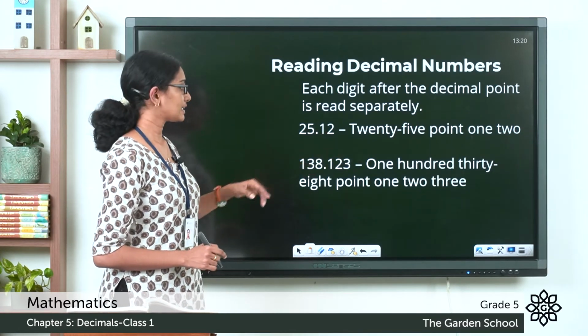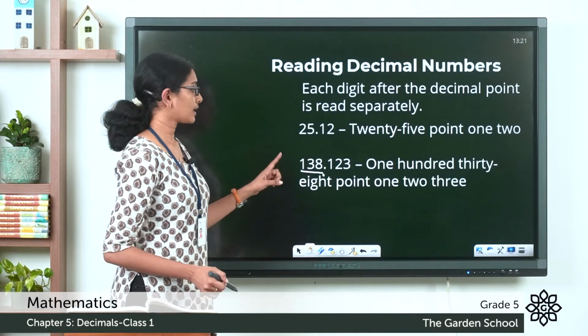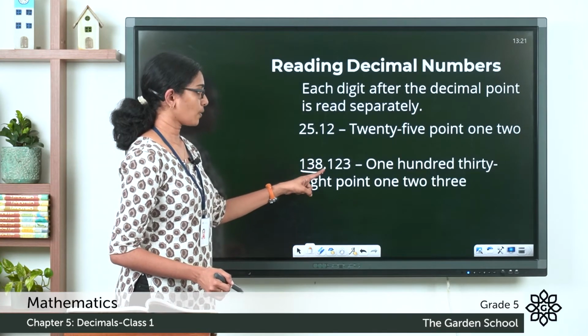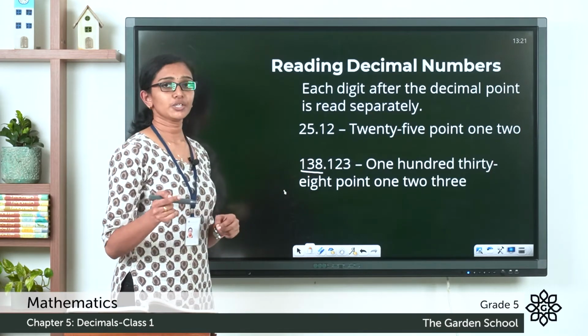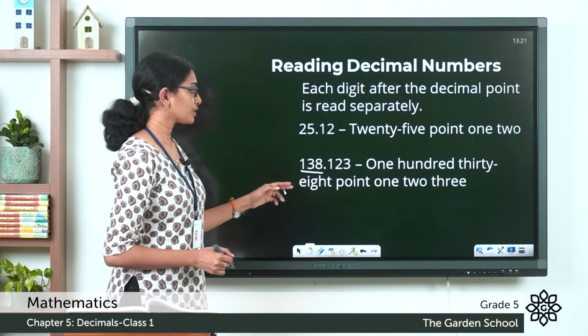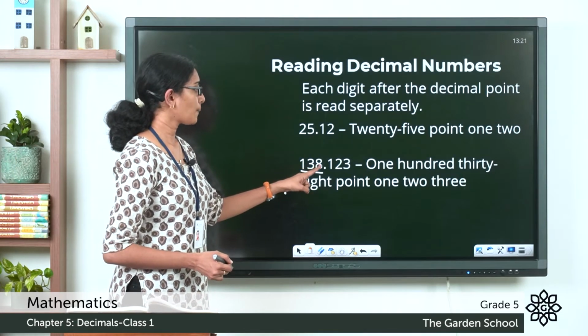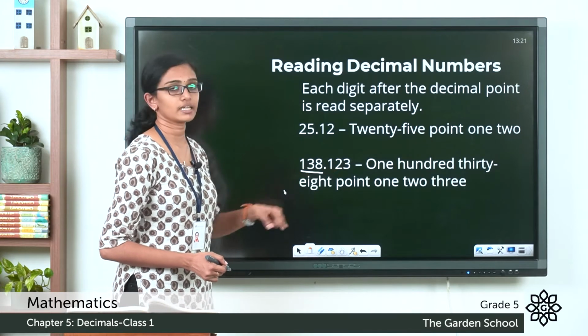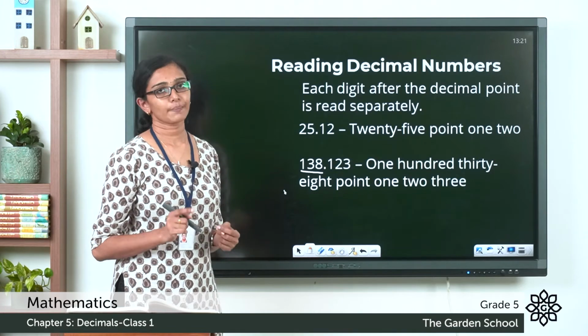And in this example, you have the whole number part and it is 138. There is this point and after the point you have 3 digits. You have to read each of the digits separately. So how do you read this? You read this number as 138.123, one hundred thirty-eight point one two three. Clear? You read the digits after the decimal point separately.